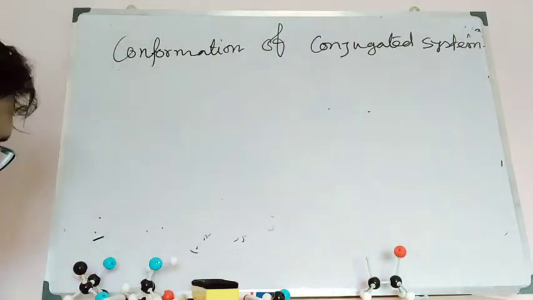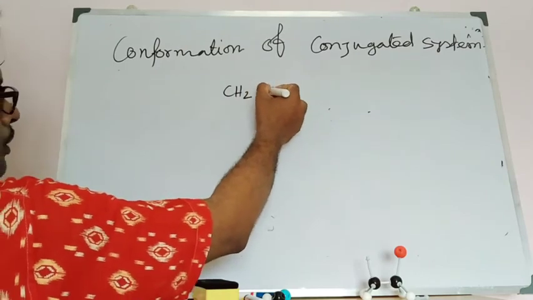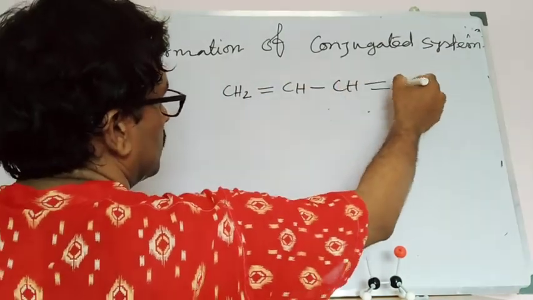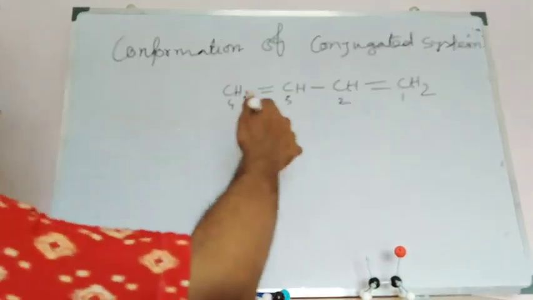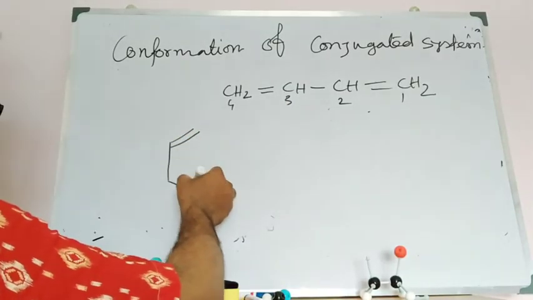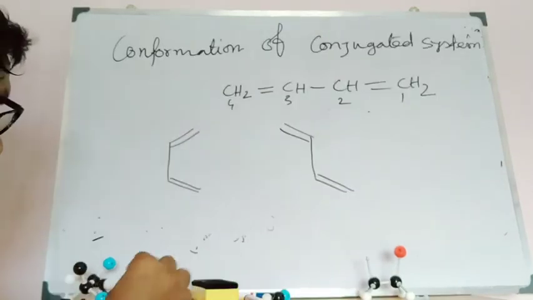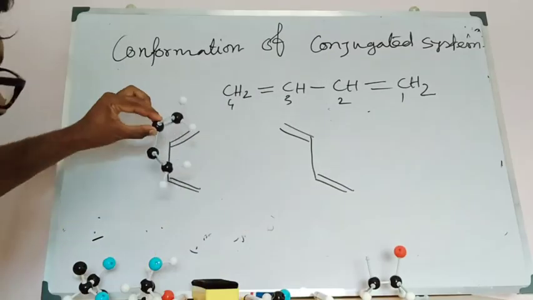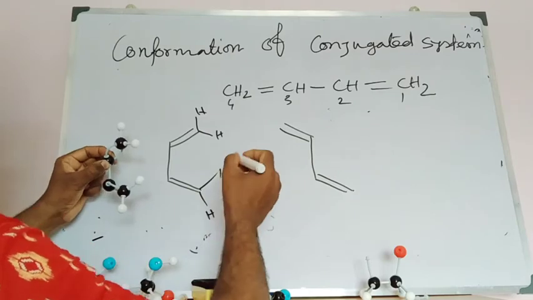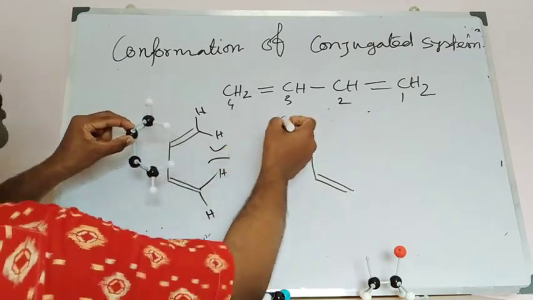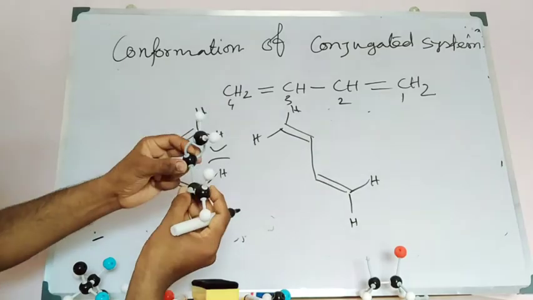If we consider this as my example, that is CH2 double bond CH, single bond CH, double bond CH2. Know the name of the compound: 1, 2, 3, 4. So this will be 1,3-butadiene. So it may be present just like this, or it may be present just like this. Clearly, if we look at this model, the hydrogen will be here, and the hydrogens will be here. So this is the model for this one, that is some destabilizing force here, between hydrogen and hydrogen.